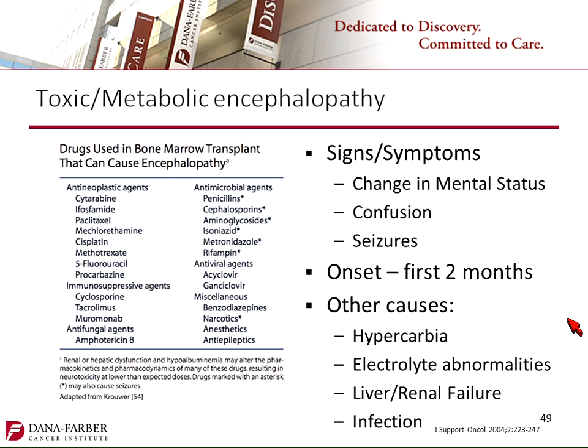So toxic metabolic encephalopathy is the most common thing that you will see and rarely actually needs the patient to go to the unit. It's a change in mental status, confusion, seizures, delirium, inattentiveness. The onset's usually within the first 2 months and often when they're initially in the hospital. Other causes besides the medications that are on this list are hypercarbia, electrolyte abnormalities, liver or renal failure, or sometimes even infection.